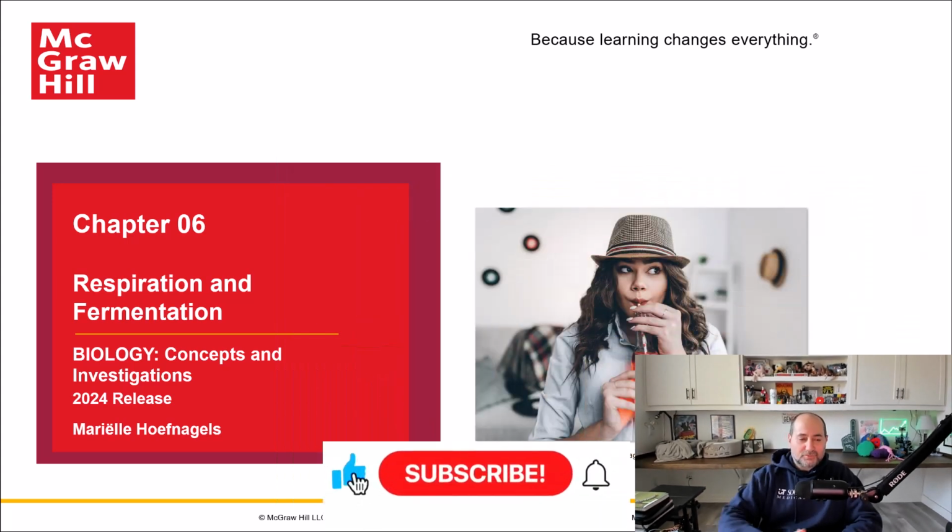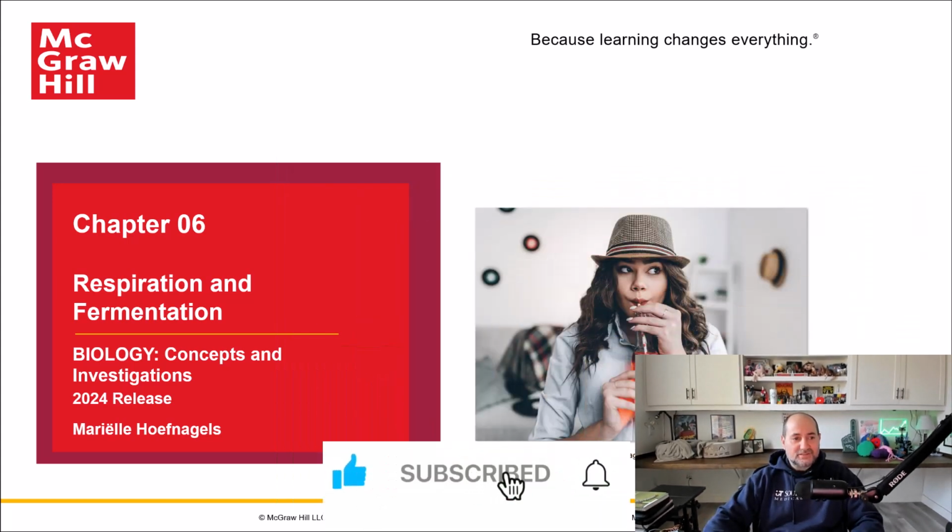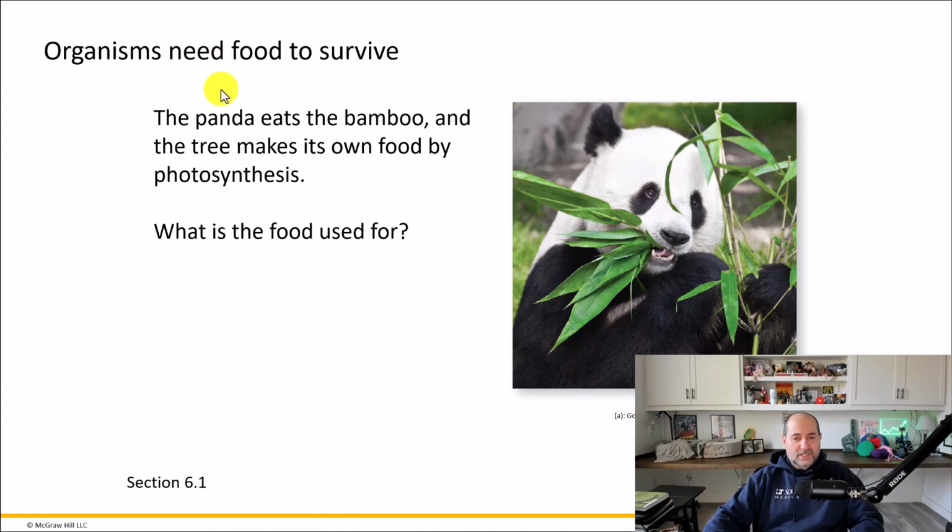Explain stuff. All right, let's get into it. Chapter 6, Respiration and Fermentation. So this chapter is all about organisms and why we need to eat food. Like this panda bear here, we need to have breakfast, lunch, and dinner each day.